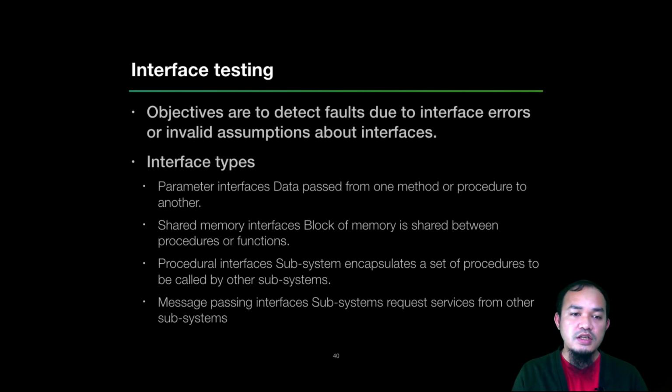There are many interface types: parameter interface, shared memory interface, procedural interface, and message passing interface. These are the kinds of interface we meet when we develop an application. Most interfaces are parameter interfaces, where data is passed from one method or procedure to another. This is the interface that we are familiar with. You write any kind of method or class, and the parameter interface is the famous one that we always use.